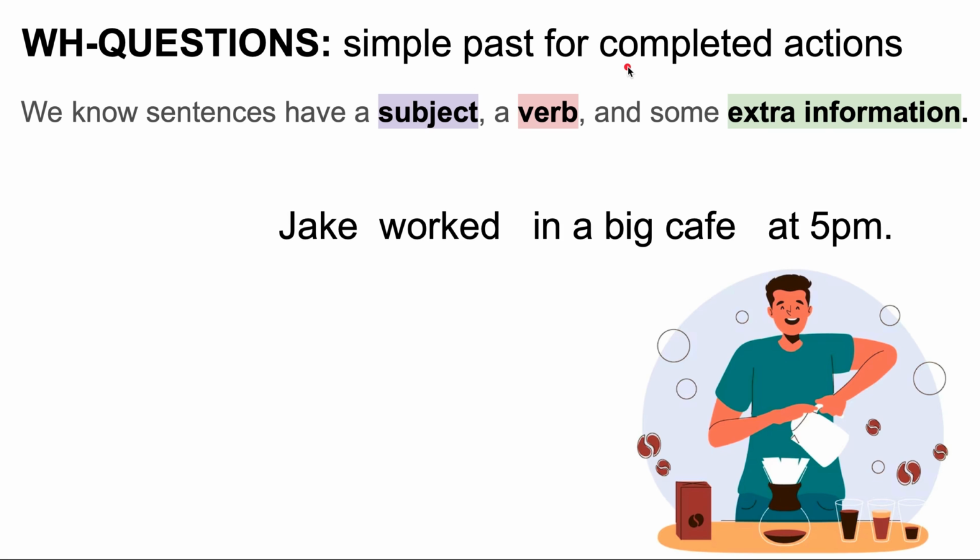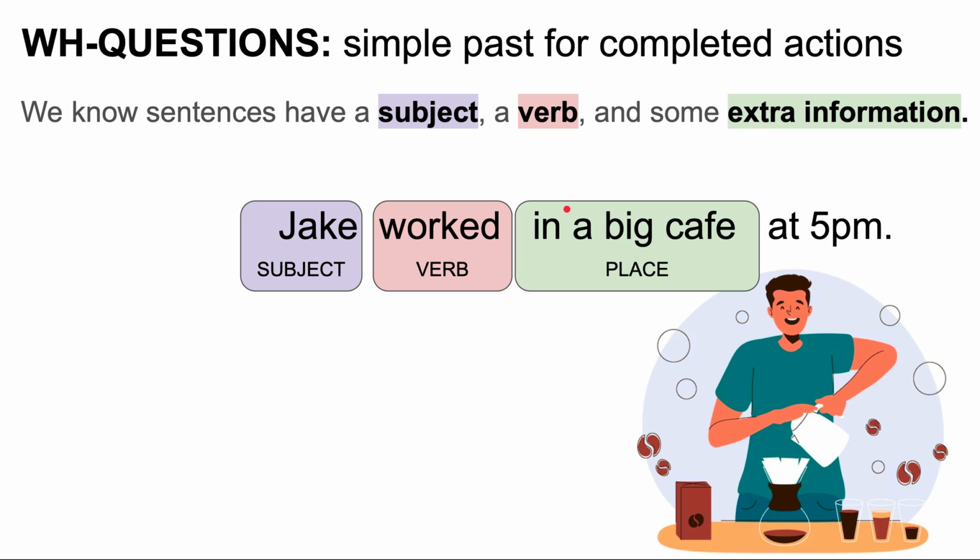We know that sentences have a subject, a verb, and some extra information. For example, Jake worked in a big cafe at 5 p.m. Here the subject is Jake, the verb is worked. In a big cafe is extra information for place. At 5 p.m. is extra information for time.